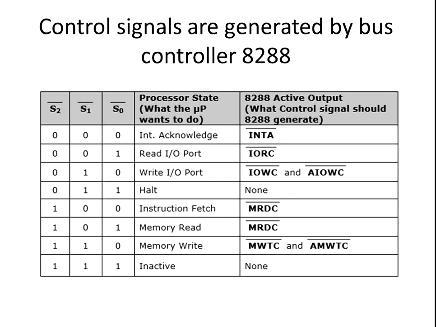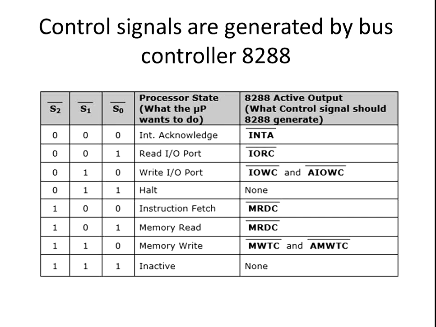Actually the difference between IOWC and AIOWC is that AIOWC will be activated one clock cycle earlier than IOWC. Then 011 is hold, no signal will be generated. And 100 means instruction fetch. That means the memory read command will be activated. And 101 is memory read.